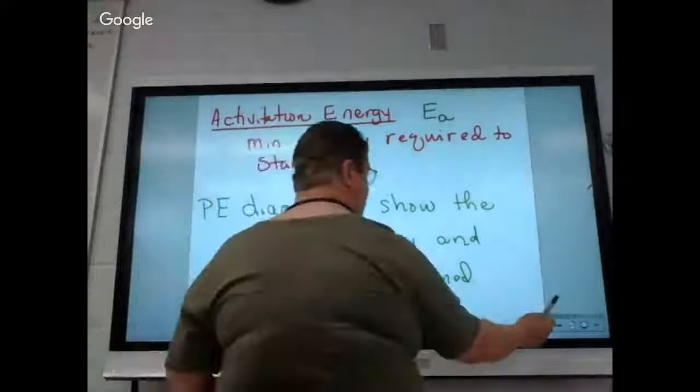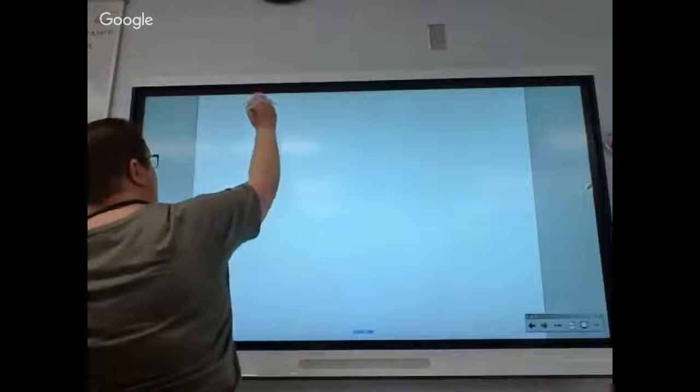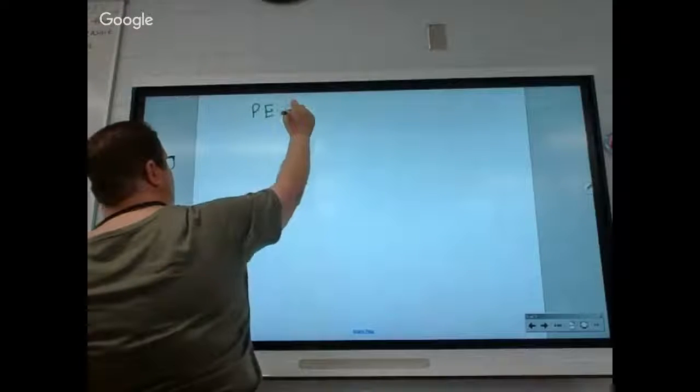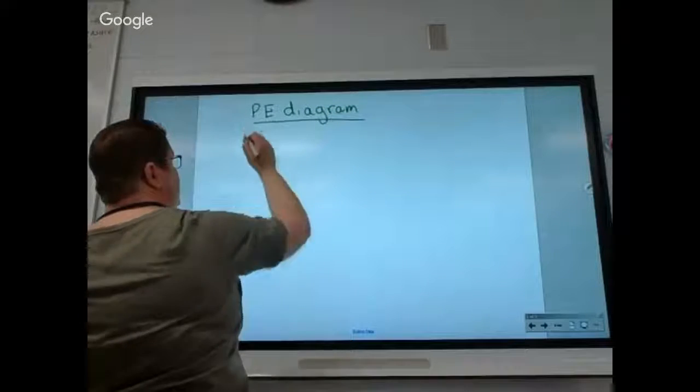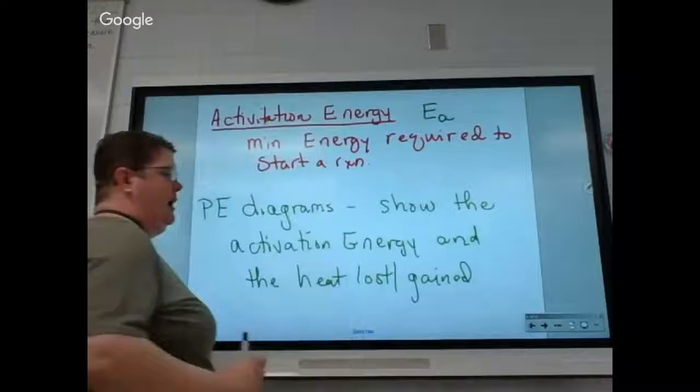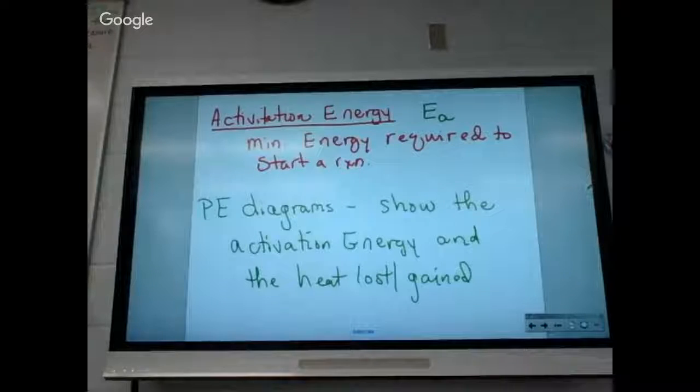So, a potential energy diagram. There are 2 kinds that you have to be able to read. Mainly because, what 2 types of heat reactions have we learned this semester? Fusion. Vapor.